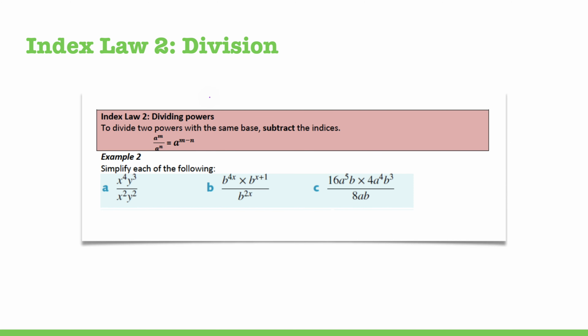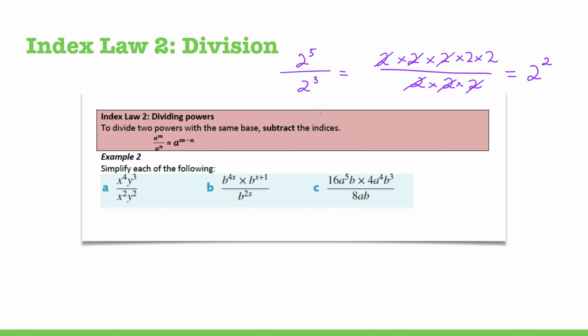Same idea goes with dividing powers. Once again, if I've got 2 to the power of 5 divided by 2 to the power of 3, it means I've got 5 lots of 2 at the top, and 3 lots of 2 at the bottom. So each 2 can cancel out, and that leaves me with 2 at the top, which is where our law comes from: all we need to do is subtract the powers.